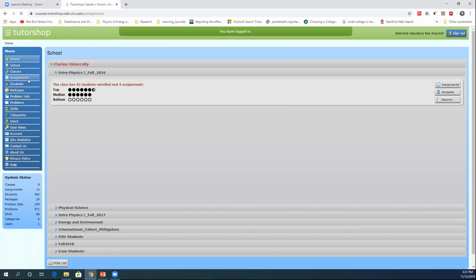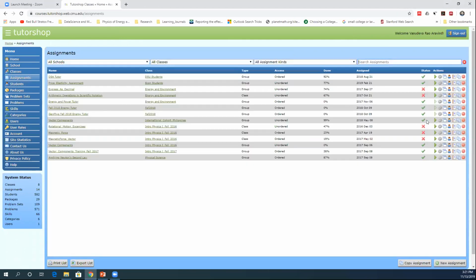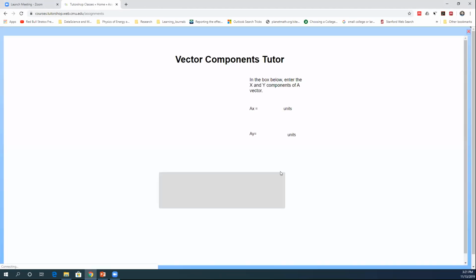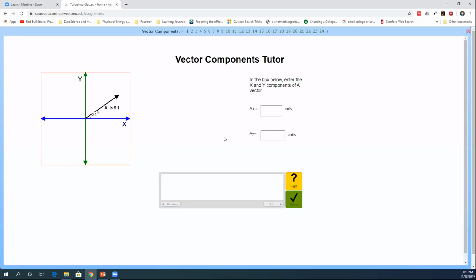Okay. So assignments and vector components. This is the tutor that I just showed. It is asking me for the vector component. This is a different type of monitor, so it's not showing up exactly well, but for the monitor we use with our students, it was showing up pretty okay. In the box below, enter the X and Y components. In this case, the vector is 9.1 units and at an angle of 34 degrees to the X-axis.